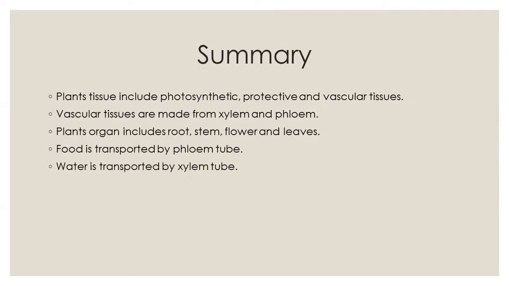Before we proceed, we must recall what we studied in the last 2 lectures. We studied about plants' tissue, which include photosynthetic tissue, protective tissue, and vascular tissues. Vascular tissues are made from xylem and phloem. We also learned about plants' organ, which includes roots, stem, leaves, and flower. Food is transported in phloem tube, while water and other minerals are transported in xylem tube.